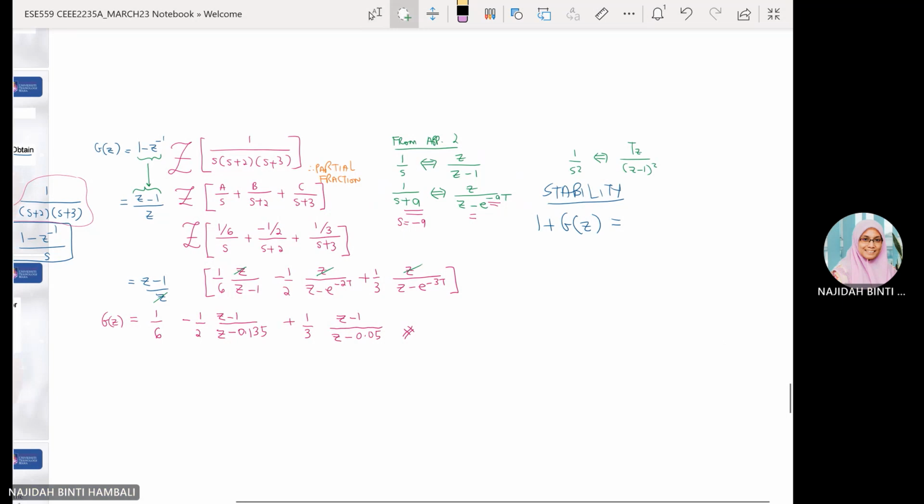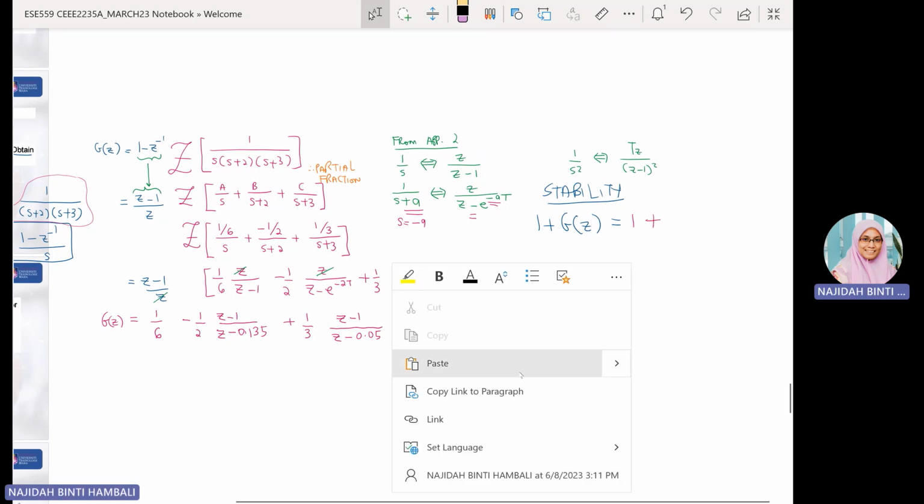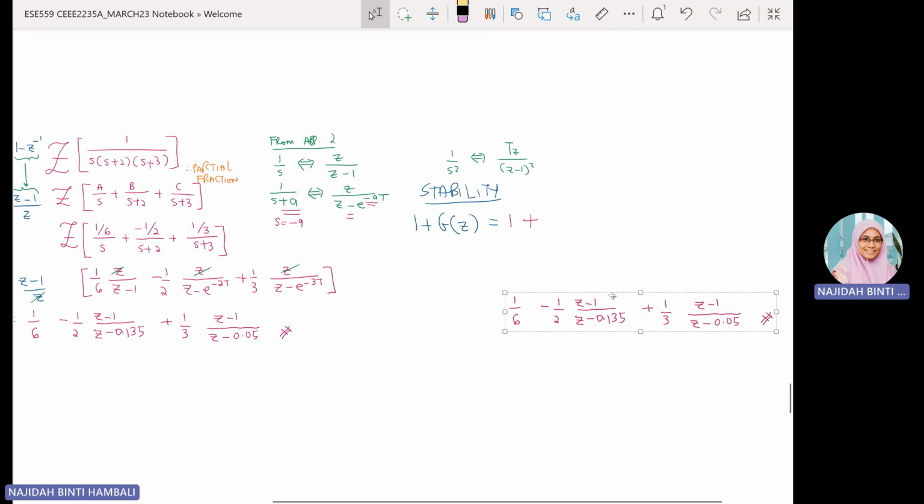Okay. So, saya copy je lah. You tak boleh lah copy macam ni. 1 tambah yang tadi tu. Silakan simplify. Saya nak tengok jawapan you betul ke tak. Nak test you punya math sekarang.